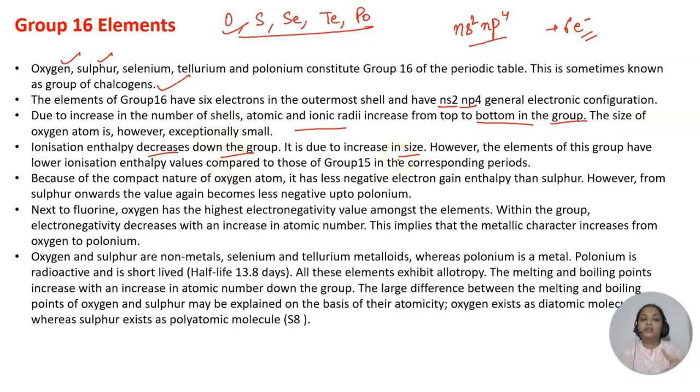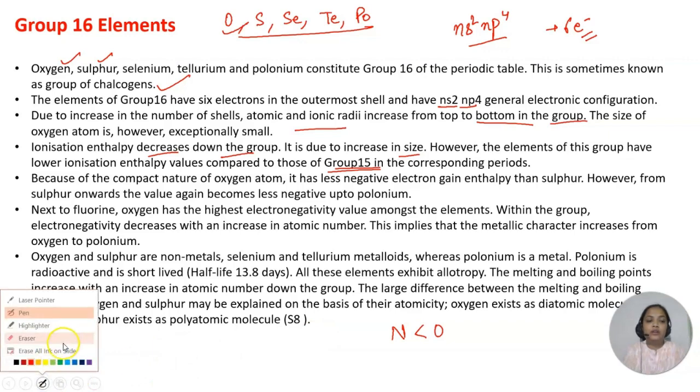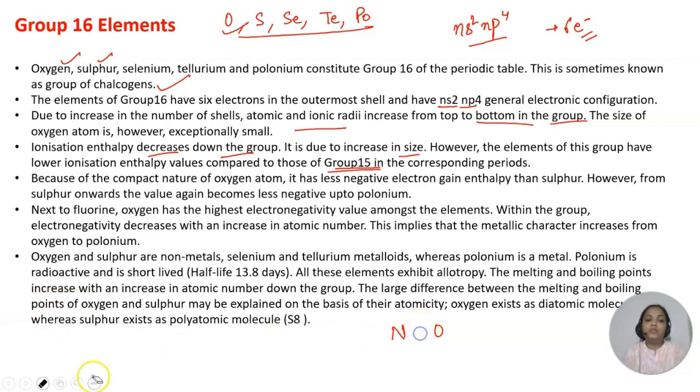But you should know, as I told you in the last video, that the elements of group 16 should have higher ionization enthalpy, but they have lower ionization enthalpy as compared to group 15. If I am comparing nitrogen and oxygen, oxygen is on the right hand side of the periodic table, so it should have higher ionization enthalpy, but because of the stable electronic configuration, this is not the correct order. The correct order is that nitrogen has greater ionization enthalpy.